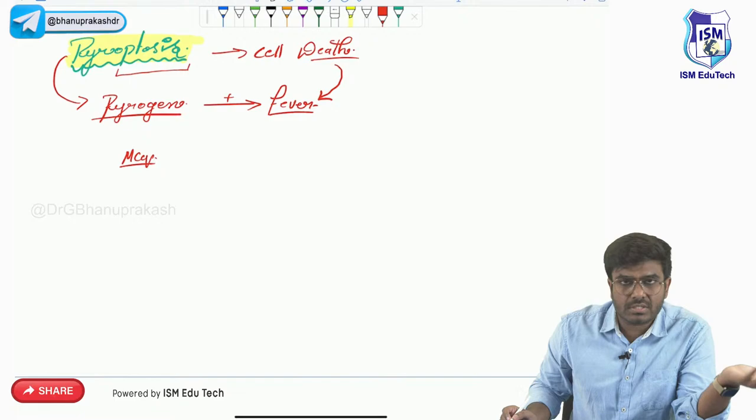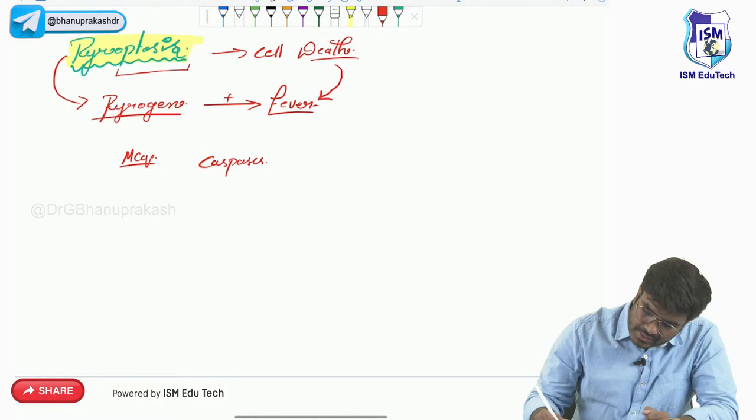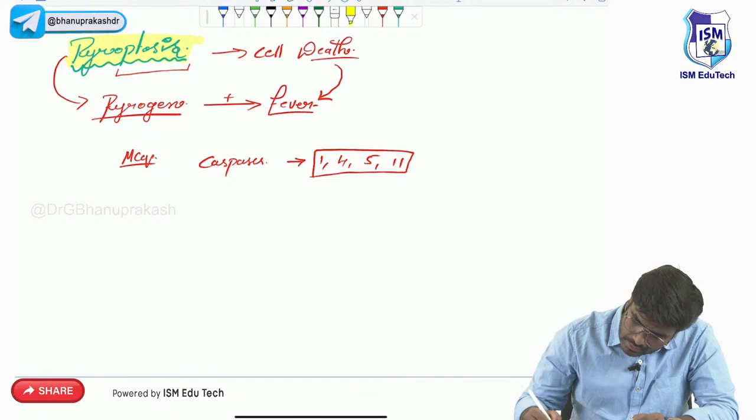Now, whenever a cell is undergoing pyroptosis, at the end what happens? See here, the caspases, especially the numbers are important, guys. 1, 4, 5 and 11. Very, very important. This is the MCQ. 1, 4, 5 and 11. In the pyroptosis pathway, these caspases are activated inside the cell.